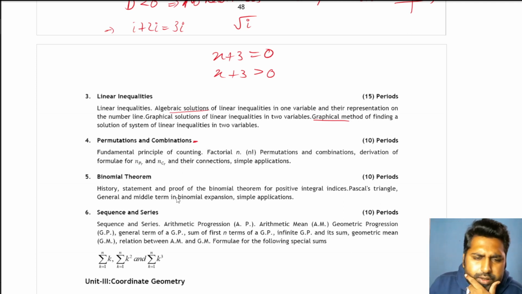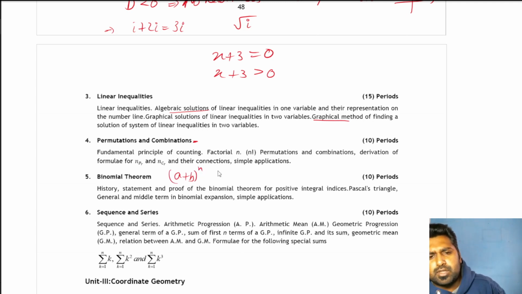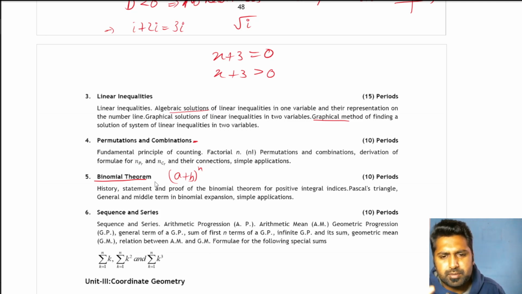Next chapter we'll talk about is binomial. Now I'll give you a general idea. Basically we'll talk about a plus b raised to power n. So far you must know a plus b whole square, a plus b whole cube. What if the power is 5? What if the power is 6? That kind of expansion we can do using the binomial theorem. That's the whole chapter. That's the whole gist of this chapter.